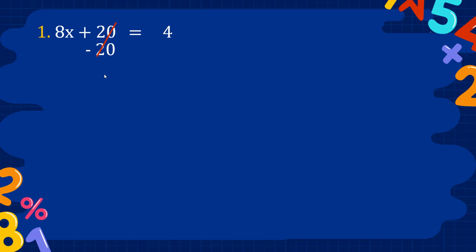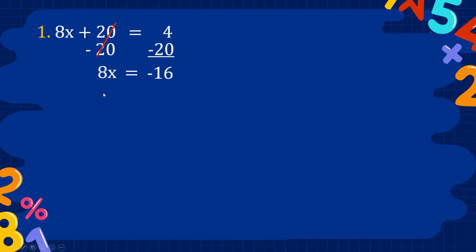Another important point to remember is that whatever alteration you do on one side of the equal, we must repeat the same on the other side. In this equation, we deducted 20 from the left side of the equal, so we will deduct 20 from the right side of the equal as well. 4 minus 20 is minus 16. Remember the minus sign.